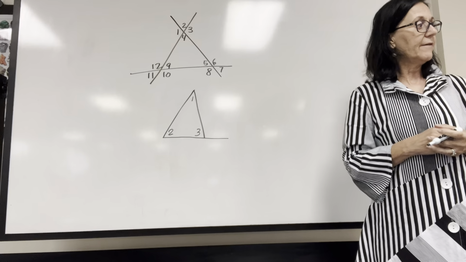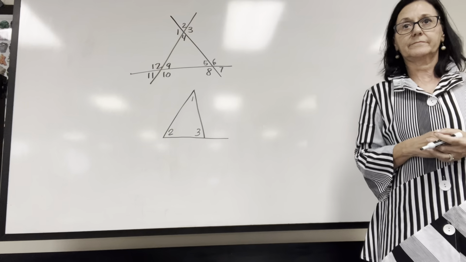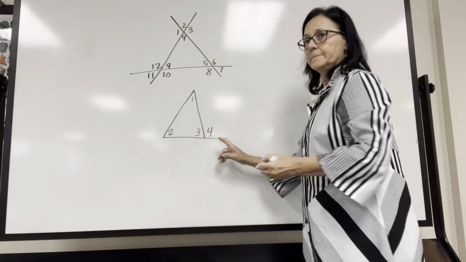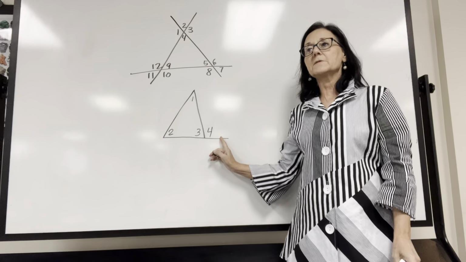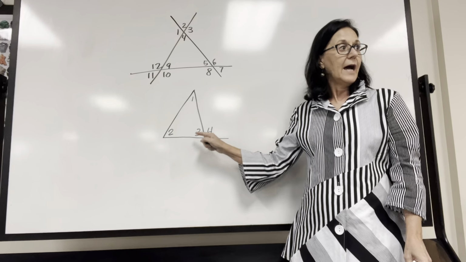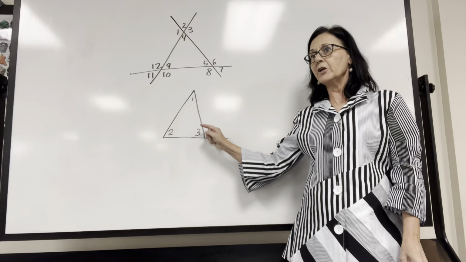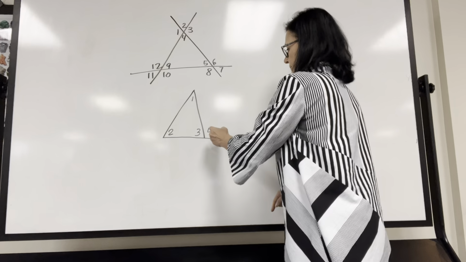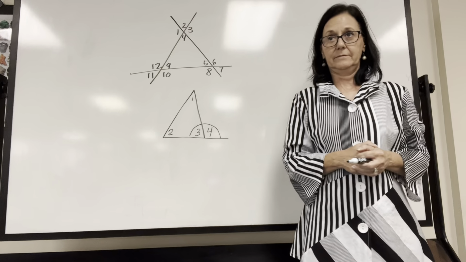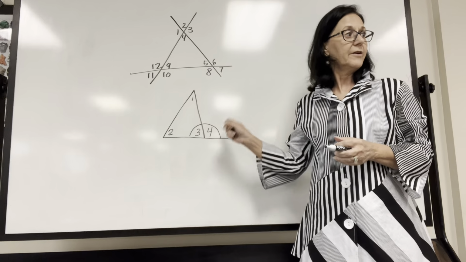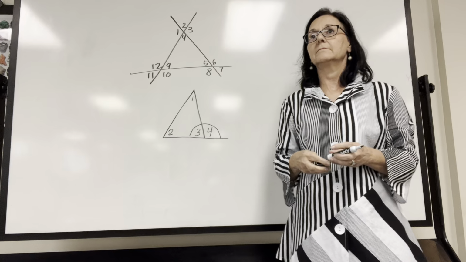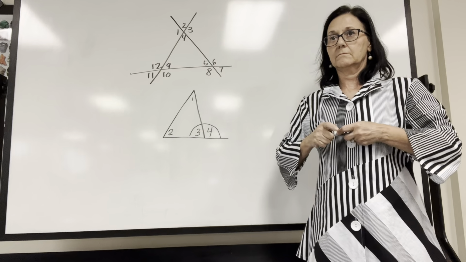And I need you to listen to the definition of an exterior angle. An exterior angle, which is number 4, forms a linear pair with an interior angle. An exterior angle forms a linear pair with an interior angle. So it shares a common ray. All right? Exterior angle forms a linear pair with an interior angle. Can you say the definition of a linear pair?